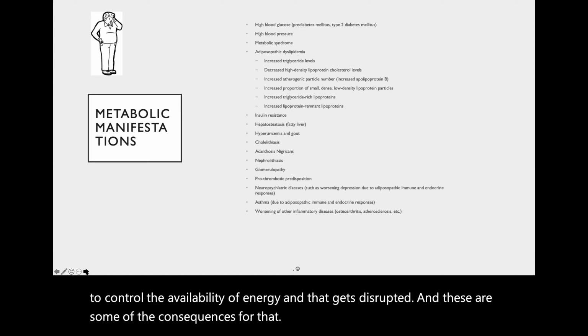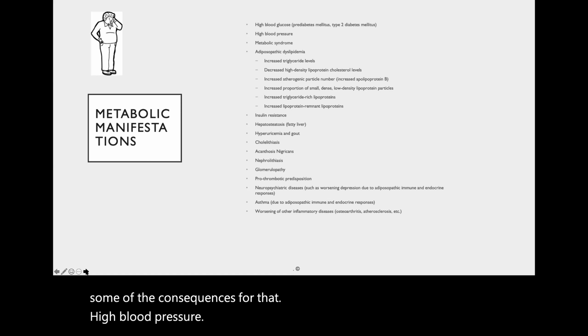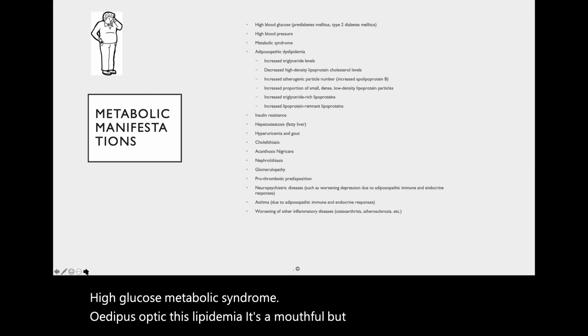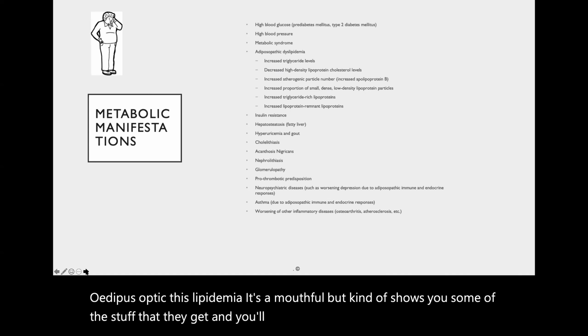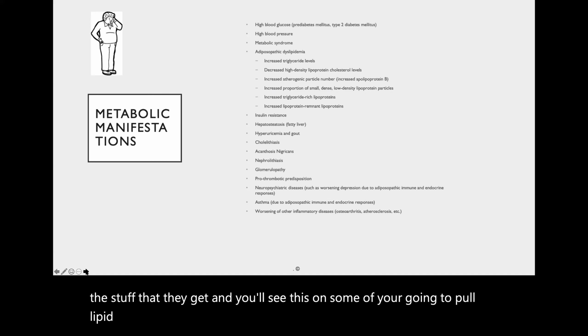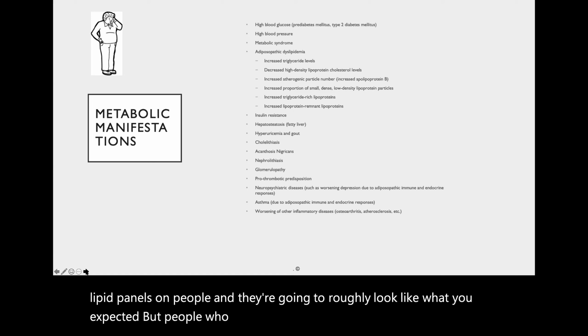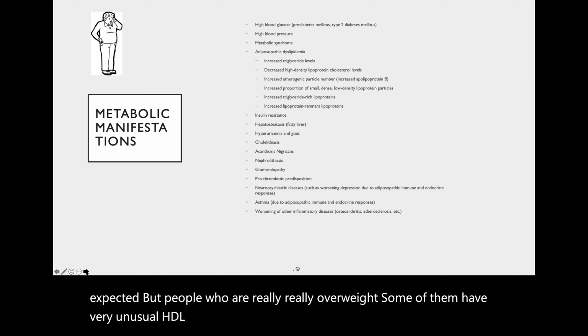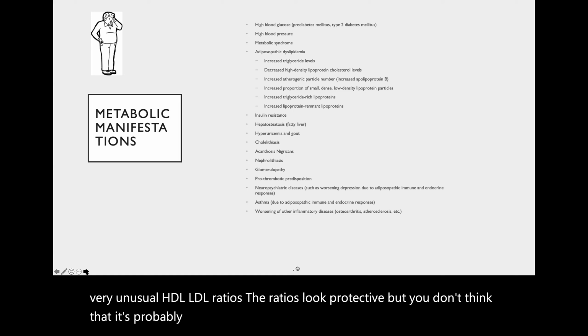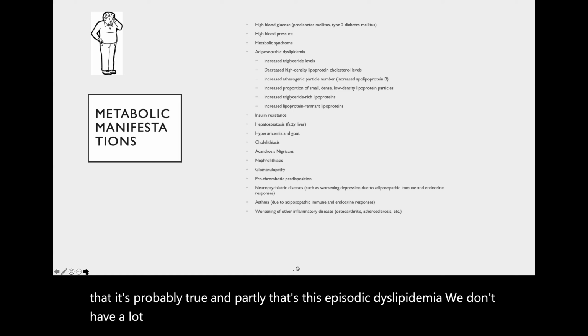High blood pressure, high glucose, metabolic syndrome, adiposopathic dyslipidemia, it's a mouthful, but it kind of shows you some of the stuff that they get. And you're going to pull lipid panels on people, and they're going to roughly look like what you expected, but people who are really, really overweight, some of them have very unusual HDL, LDL ratios. The ratios look protective, but you don't think that it's probably true. And partly that's this adiposopathic dyslipidemia. We don't have a lot of data on it yet, but I think we're going to see more.